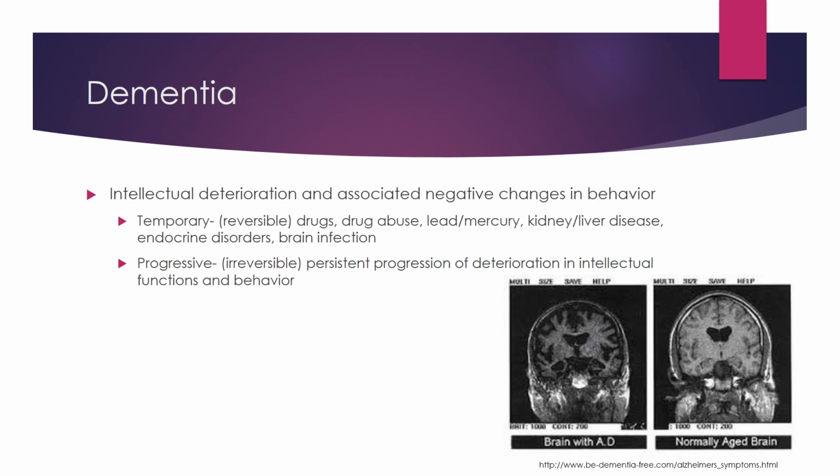The other type is the more commonly heard of, and that's the progressive dementia, and it's irreversible. So there's just a persistent progression of deterioration in intellectual functions and behaviors. So this is the one most associated with the elderly, and there's not very much that we can do to stop the progression of dementia, but we work with the progression.